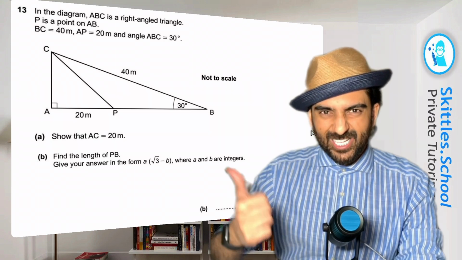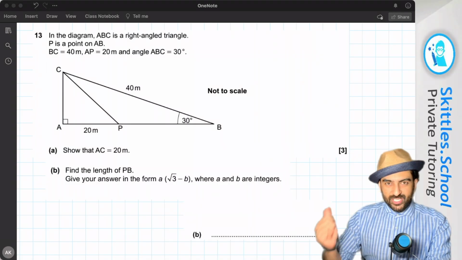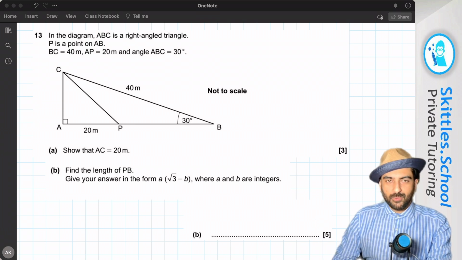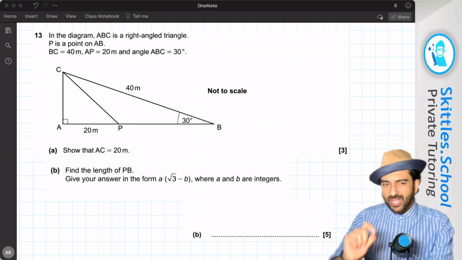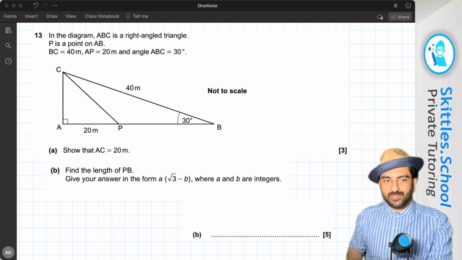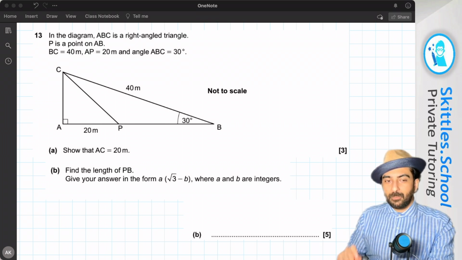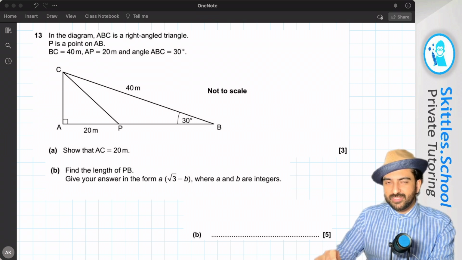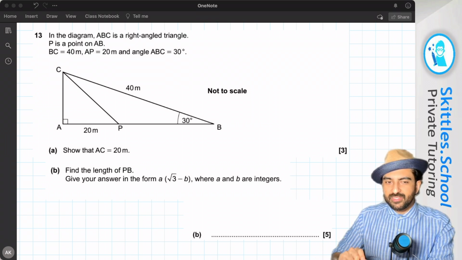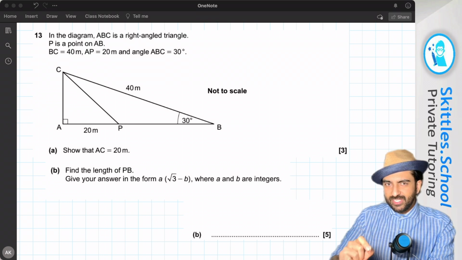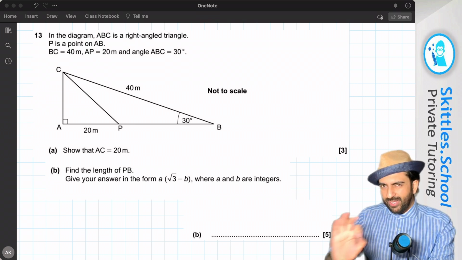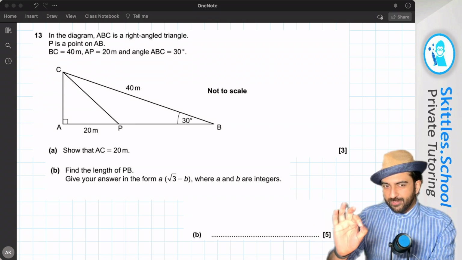Okay, let's do this. So here's the question on my virtual whiteboard. Now in the diagram, ABC is a right angle triangle. P is a point on AB. BC is 40 meters, AP is 20 meters, and the angle ABC is 30 degrees. And all that information is already on the diagram.